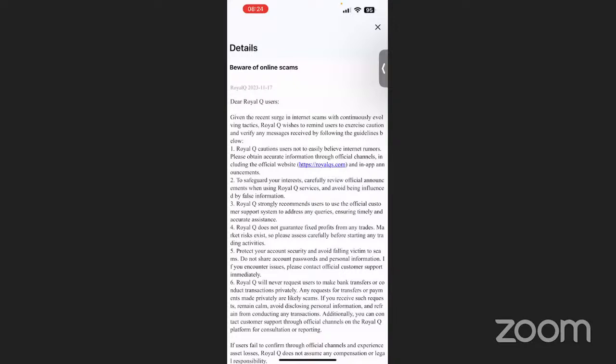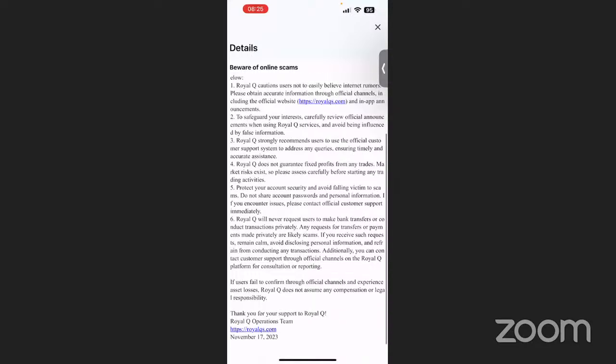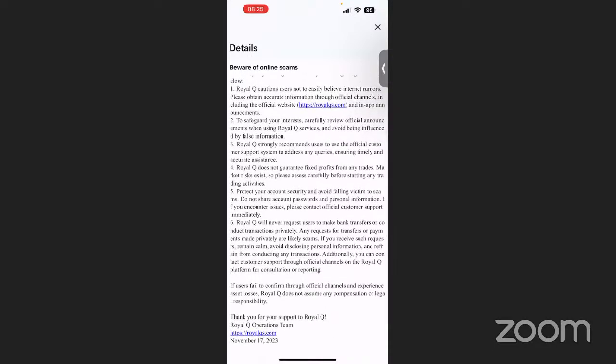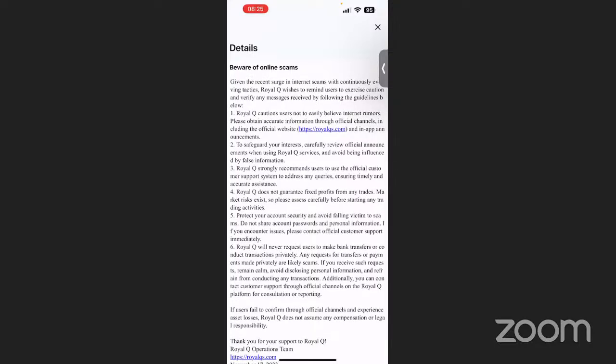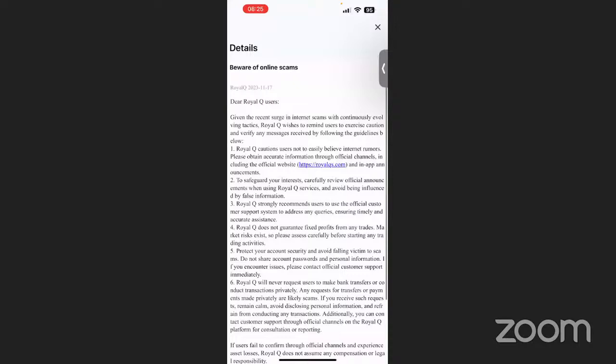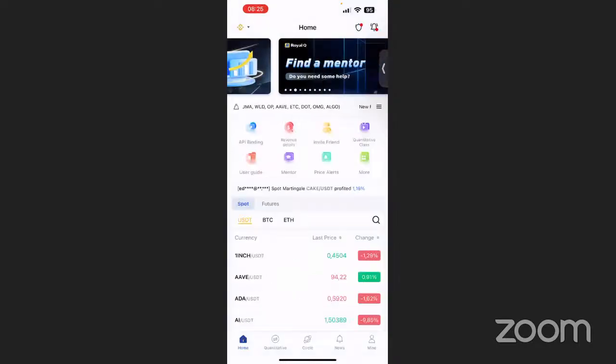So this one was actually posted on the 17th of November 2023, concerning online scams. Royalq is just trying to create awareness for us to know what is happening. A lot of people are searching for money, so they try to use the shortcut way, and some of us might end up being victims. So they are just letting us know. If you've read it, just tap on the X button.